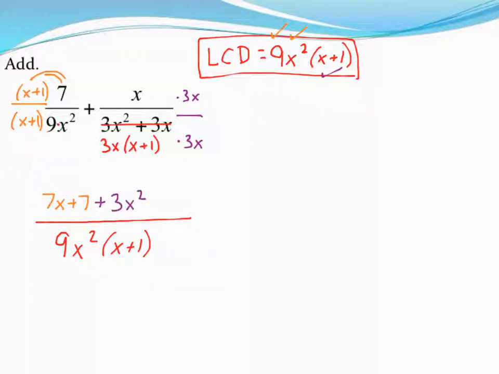So there's everything now added together as one single fraction. The only thing I can do, well, there's not even any like terms I can combine. I guess the only thing I could do is I could write it in descending order, I suppose. So I'll do that. 3x squared plus 7x plus 7. And then don't forget to include your denominator again. I guess I didn't really need to do this step at all. 9x squared, and then times x plus 1.